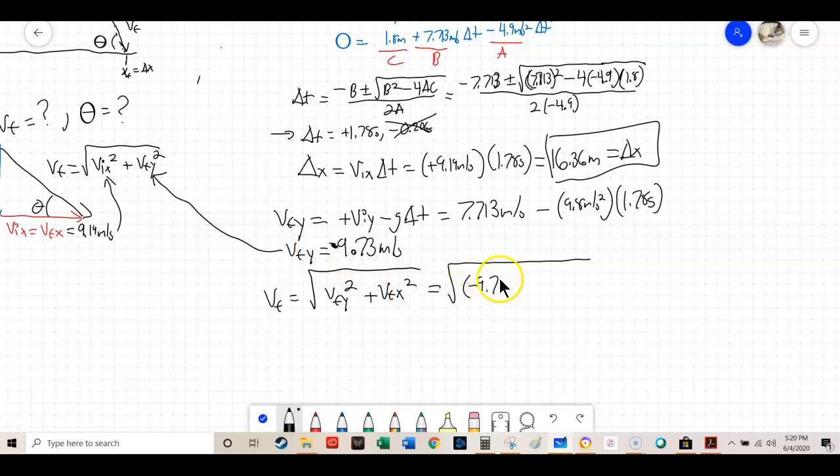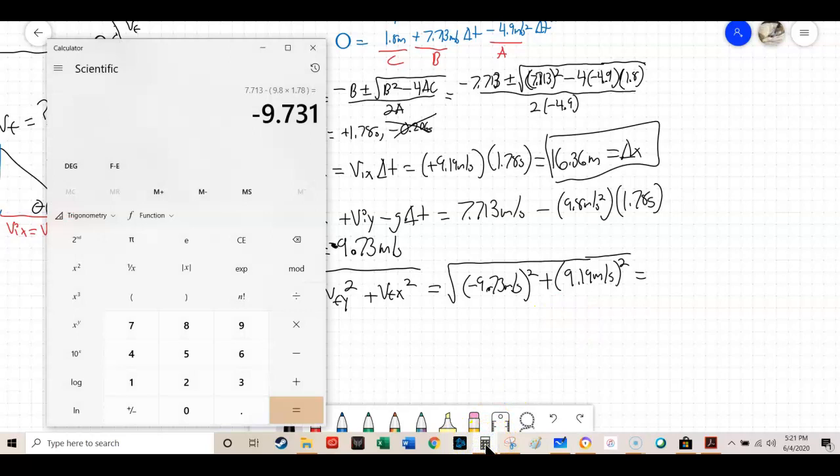Negative 9.73 meters per second. We're going to square that, plus the 9.19 meters per second squared. And so let's find out what that is. So we're going to multiply that by itself. Actually, we could have just squared it.